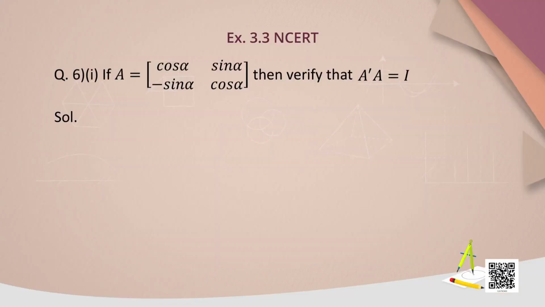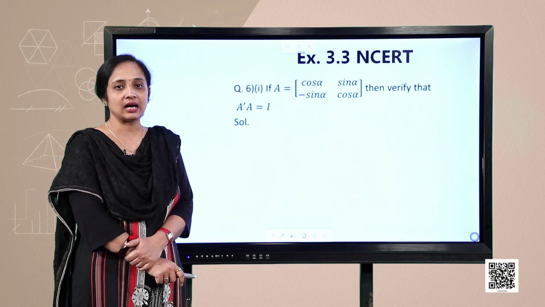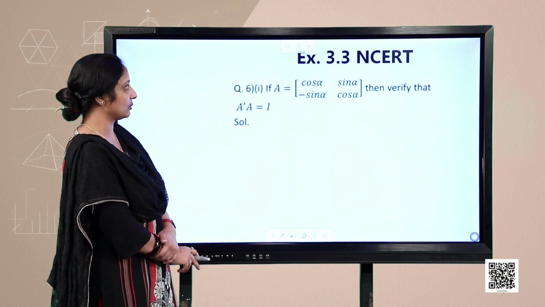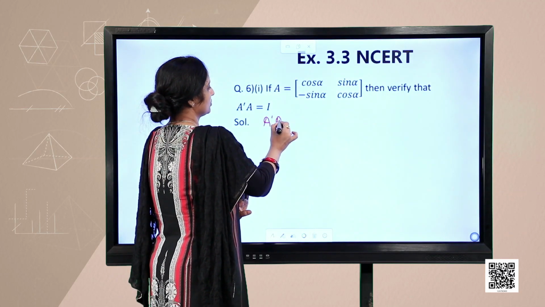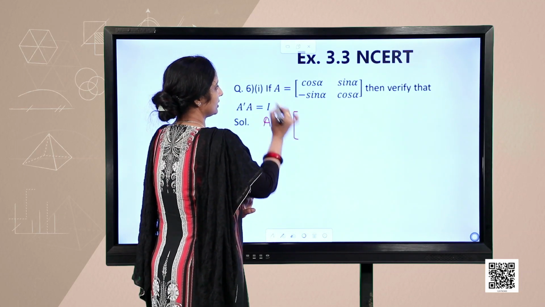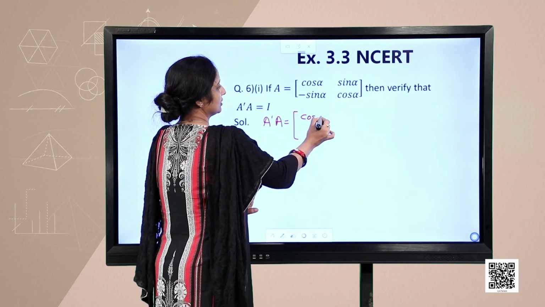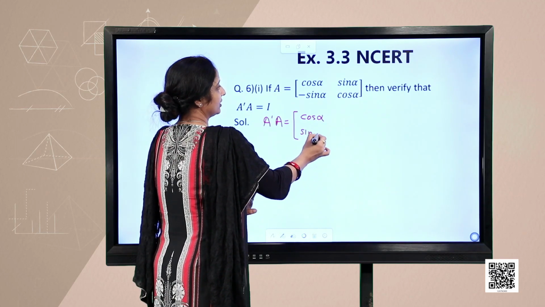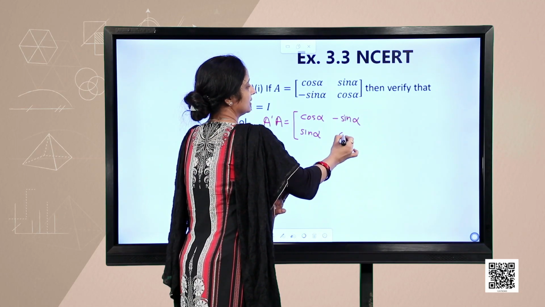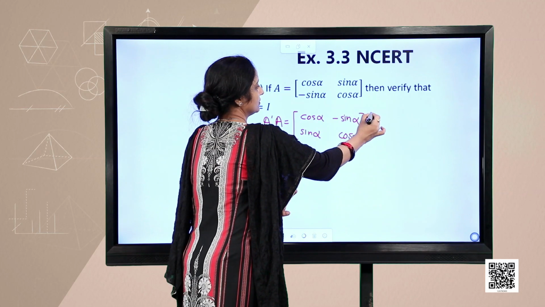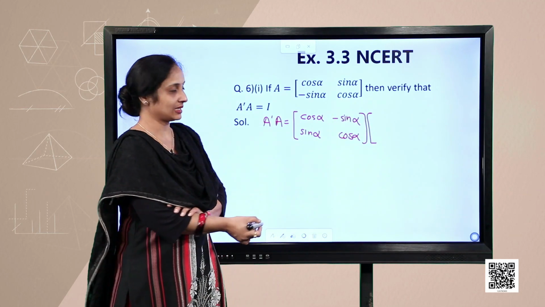So let's move to the next question. So you are given this matrix A and you're supposed to verify A transpose into A is I. You can recall I. What is I? I is an identity matrix of the same order. So let me write A transpose into A. So A transpose will become this matrix, cos alpha, sin alpha, minus sin alpha, and last element is cos alpha. After that, you are supposed to write matrix A.